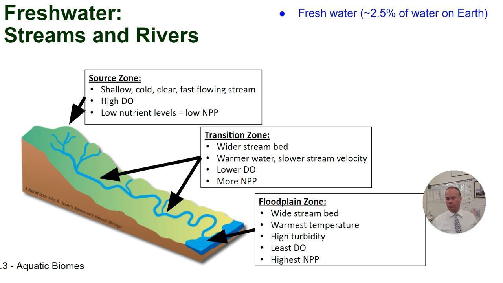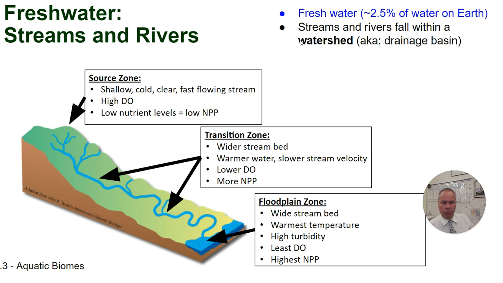If we think about the Earth and where various pools of water are, fresh water is only about 2.5% of the water found on the Earth. The rest is marine. Streams and rivers, which we'll talk about in more detail, exist within what we call a watershed, an area that collects water, bringing it into these streams.